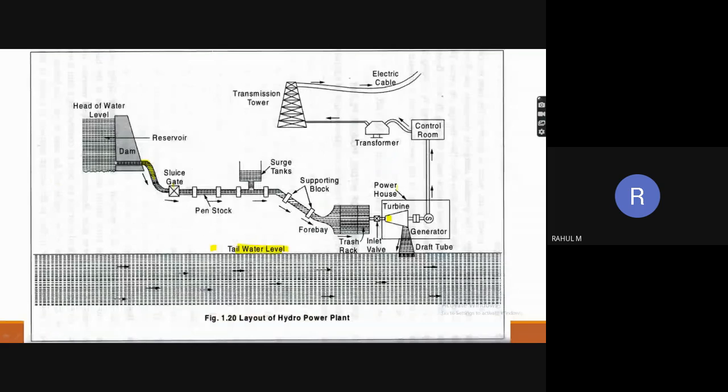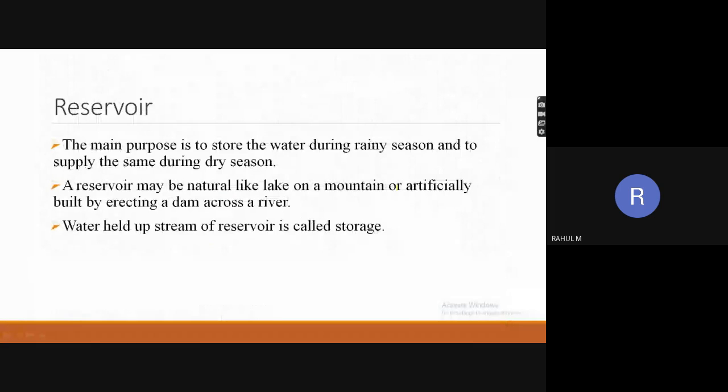Now we'll see in detail what the different components are, and look at the points in detail from what we just said. So you have the first one, which is the reservoir.